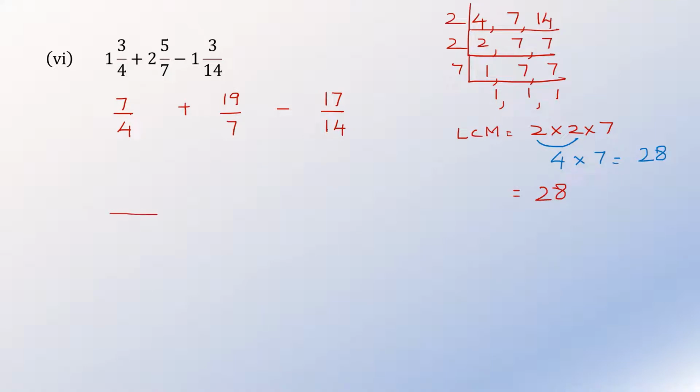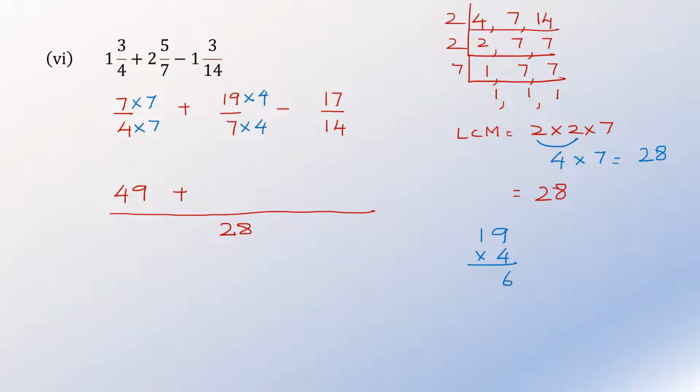So let's use the LCM 28 as a common denominator. 28. 4 sevens are 28. Therefore, 7 sevens are 49. Plus 7 fours are 28. 19 fours. Let's multiply. 19 into 4. 4 nines are 36. Carry 3. 4 ones are 4. 5, 6, 7. 76.